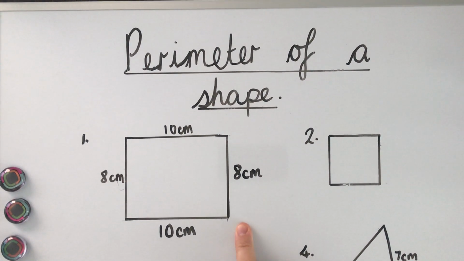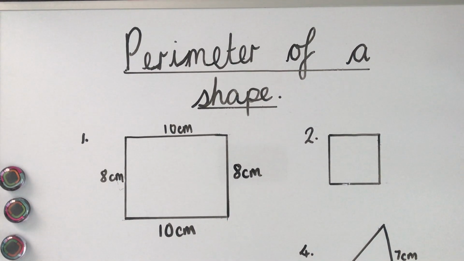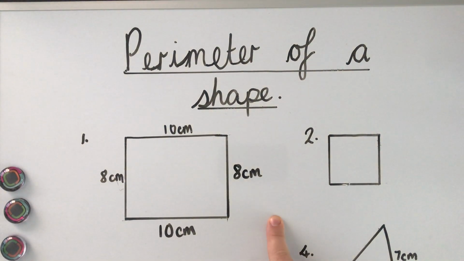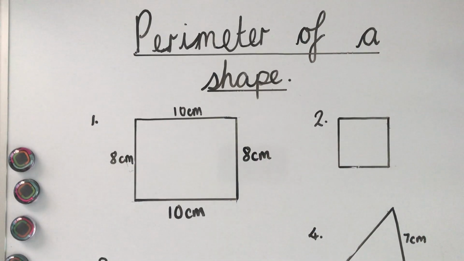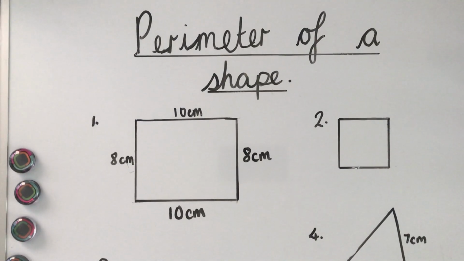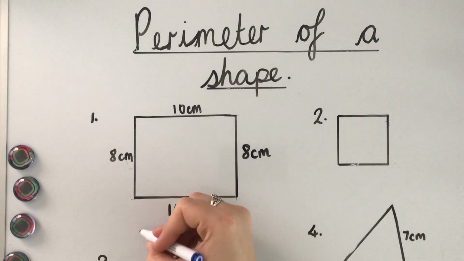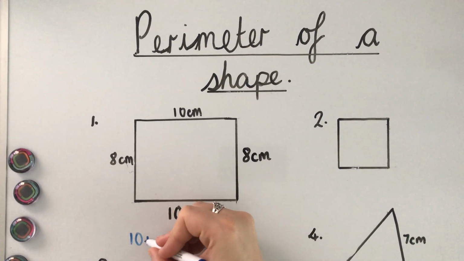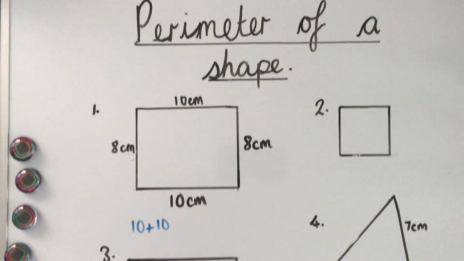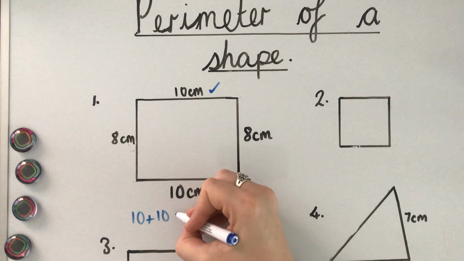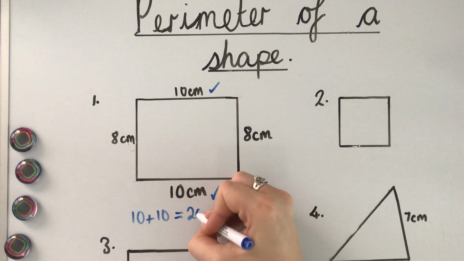So this one here, we've got a rectangle. We've got a 10 centimetre side, an 8 centimetre side, a 10 centimetre side, and an 8 centimetre side. So to add them all up, two numbers would be quite easy to do first, wouldn't they? 10 plus 10. So let's add up 10 plus 10. We can tick them off as we go so we remember. 10 plus 10 equals 20.